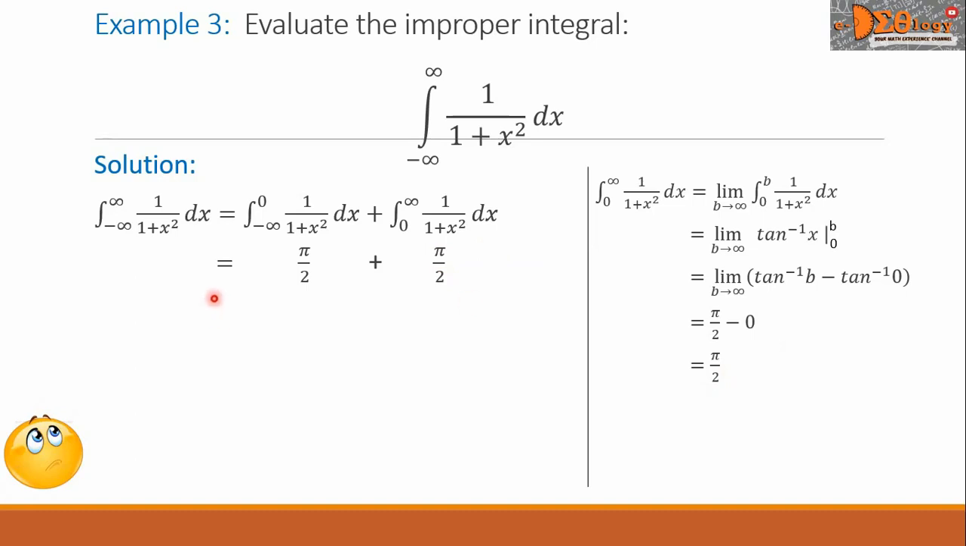Now, let us get the sum. Pi over 2 plus pi over 2 is simply pi. This is the final answer.